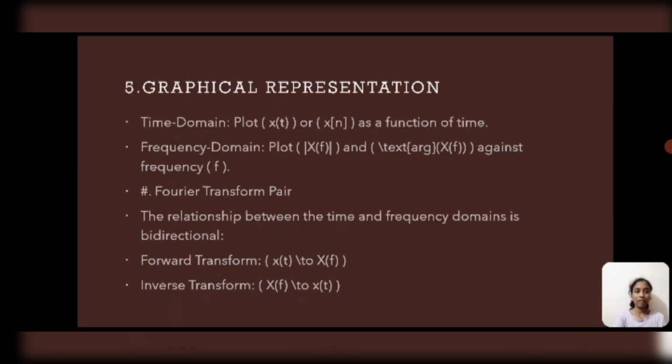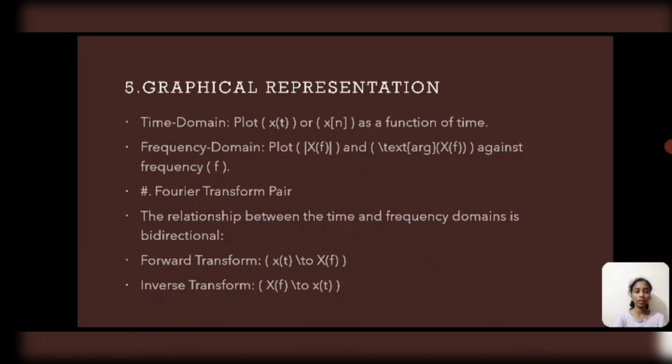Let us see about the graphical representation in Fourier transform. Time domain, plot x(t) or x(n) as a function of time. Frequency domain, plot |X(f)| and angle of X(f) against frequency f.